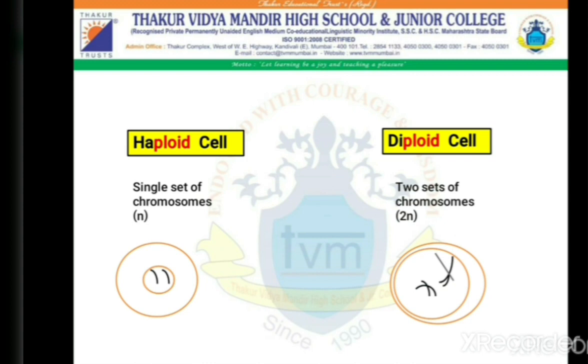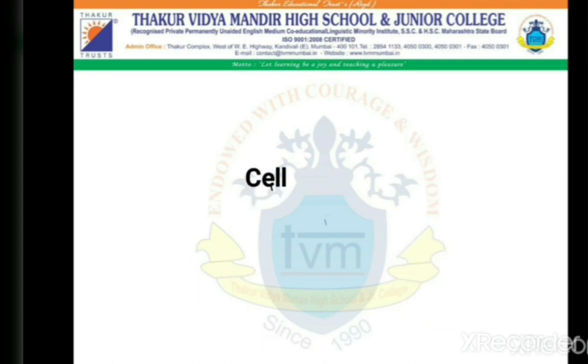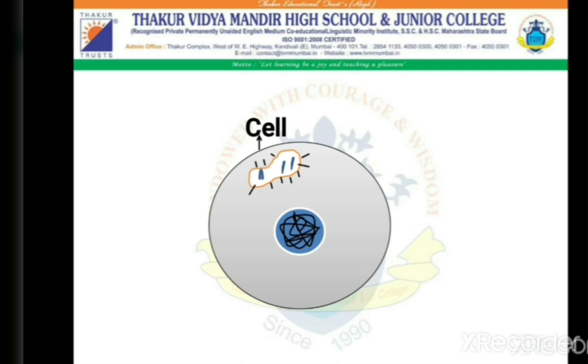Basically, mitosis is nothing but a division of a cell. So let us understand the structure of the cell first. This diagram shows you the basic structure of the cell. At the center of the cell, we can see a white ring is present. This ring is called the nucleolus. Inside this nucleolus, you can see black thread-like structures are present. These black thread-like structures which are present inside the nucleolus are called chromatin.